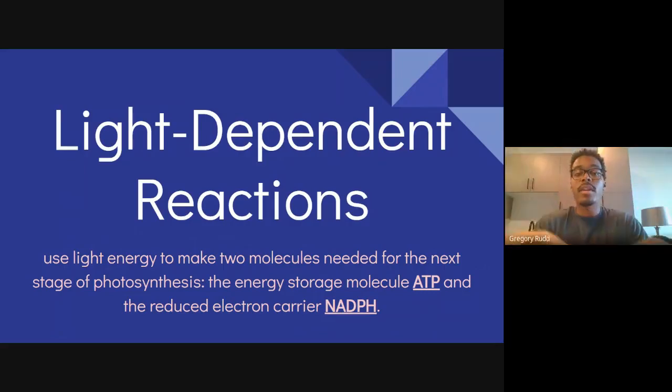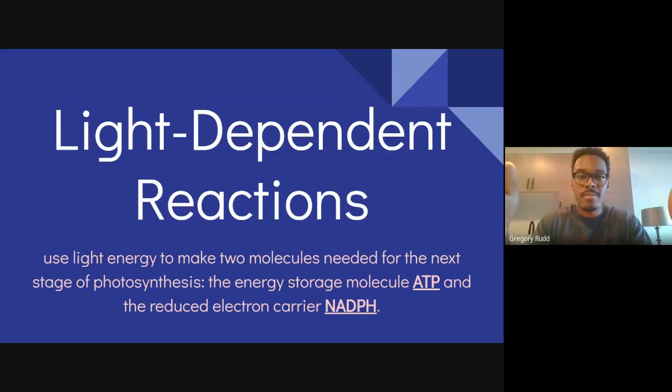Photosynthesis can be broken down into light-dependent reactions and light-independent reactions. Today, we'll talk about the light-dependent reactions. Monday, we'll come back and talk about the light-independent reaction. These light-dependent reactions use light energy from the sun to make two molecules that will be needed for the next stage of photosynthesis, which is the light-independent reaction.